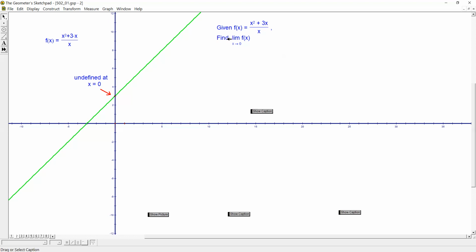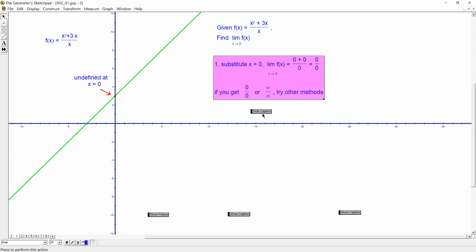Okay, now the first question is, this is the function f(x) = (x squared plus 3x) over x, and find the limit of f(x) as x approaches 0. Now you can always take the 0 and substitute inside here. What happened when you substitute 0? So 0 plus 0 divided by 0, so it's 0 over 0. Now 0 over 0 is undefined.